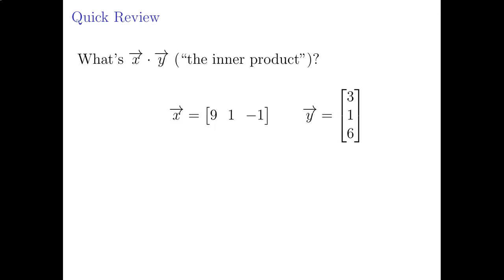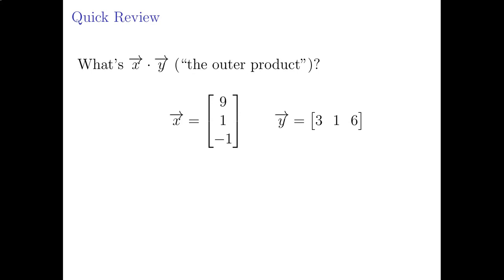All right, finally, what if I take two vectors here? I'm going to say that x is a row vector, y is a column vector. What do I do if I multiply x by y and get the so-called inner product? What value is that? And the answer, it is the number 22, because it's 9 times 3 plus 1 times 1 plus negative 1 times 6, and that ends up being 22.